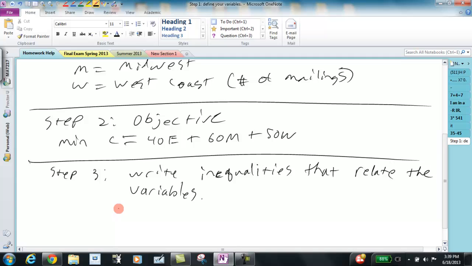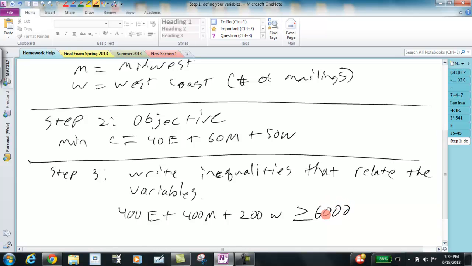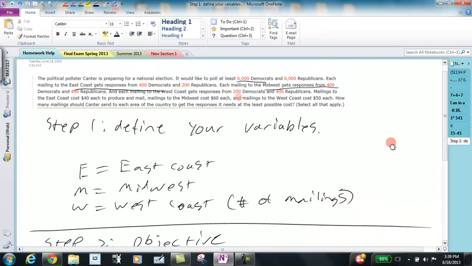So 400 from the East plus 400 from the Midwest plus 200 from the West, that needs to be greater than or equal to 6,000 Democrats, right? Because they said at least 6,000 Democrats. And then I always like to double check: 400, 400, 200. Okay, good. Now, we could do the exact same logic with the Republicans.